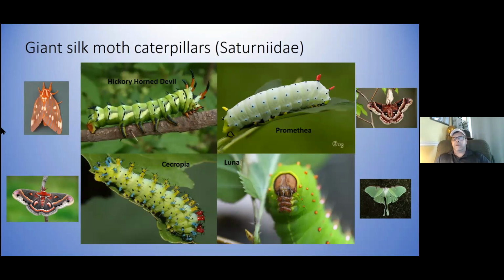And of course, they turn into these beautiful adults, right? And if any of you think these are butterflies, you'd be wrong. All 4 of those are moths. Just goes to show you how colorful moths can be.